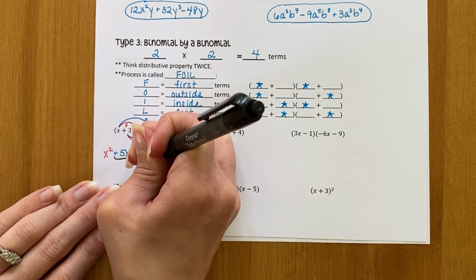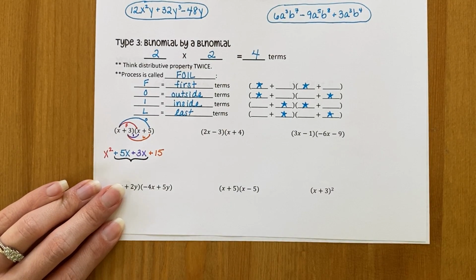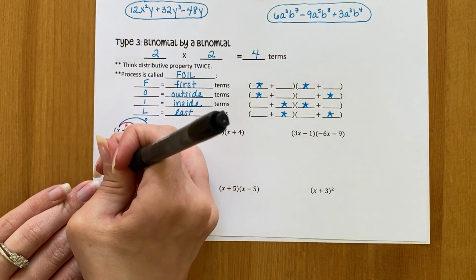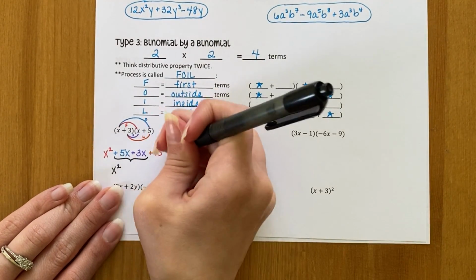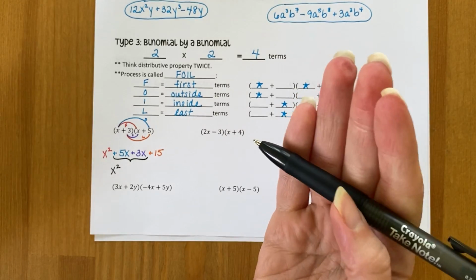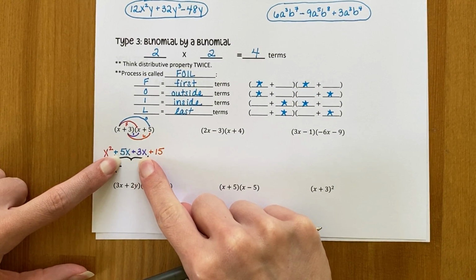So these problems generally have 2 steps. I do need to combine those like terms in the middle to create a final answer. So the x squared shouldn't have anybody to combine with it. Same thing with the 15. Your like terms, if you've done this process correctly, should be sandwiched here in the middle. Those 2 things should combine.